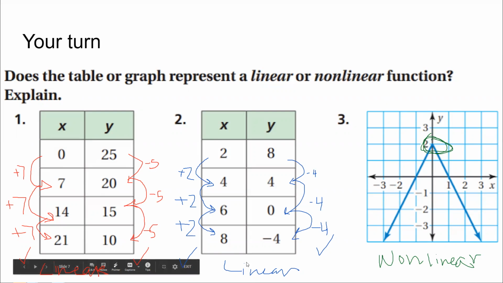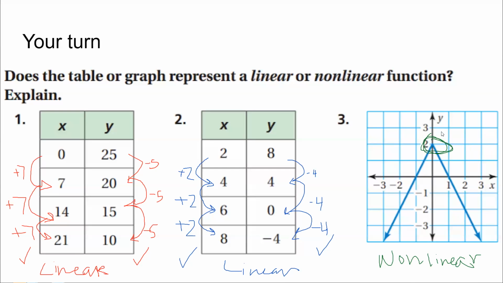Same thing for number 2, it is linear. X is going up by 2 every time, y is going down by 4 every time. And then number 3 is actually non-linear because it is not a completely straight line. So there is a bend at y equals 2. So since it has that bend in it, even if it's not a curvy bend, it's still considered non-linear.